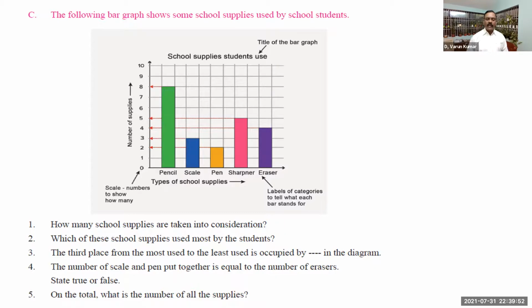On the total, what is the number of all the supplies? So you add these things. Pencil 8 plus a scale, that is 3. Next to pen, that is 2. Next sharpener, that is 5. And next eraser, that is 4. When you add all these things, you will get an answer. So this is the total, on the total, the number of supplies that we have.